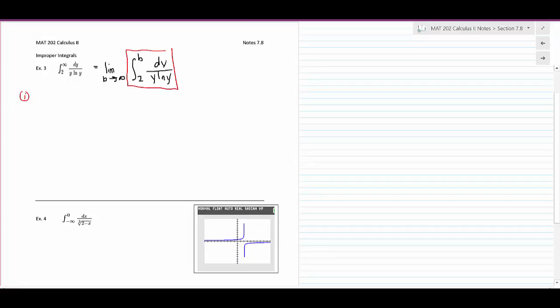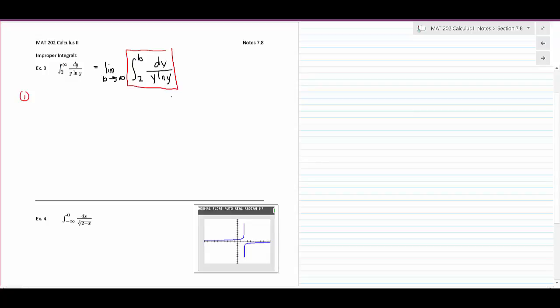All right, so let's see. This looks like U-substitution. What I see is an ln y. If that was u, then what would be du? If u is ln y, what's du? 1 over y, which is there, right?